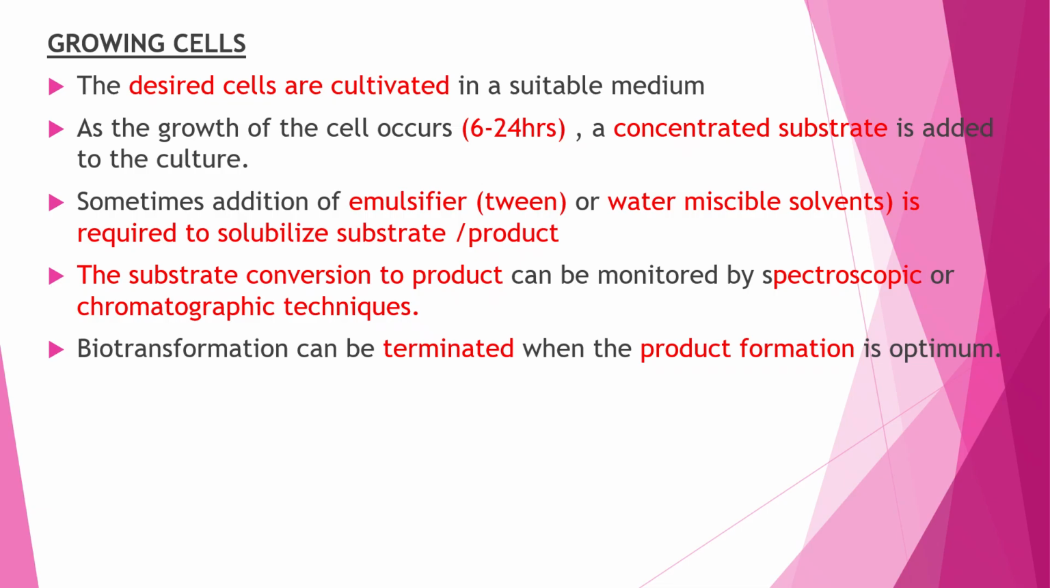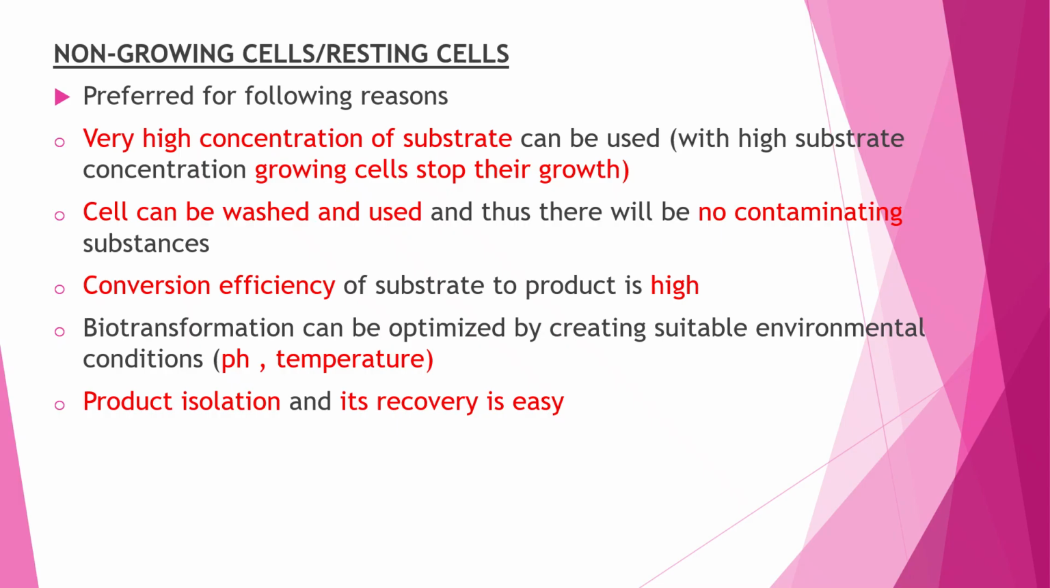Once the cell growth has occurred, a concentrated substrate is added. Sometimes we can add some emulsifiers such as Tween, or water-miscible solvents, and we give some incubation time. In that time, the substrate will be converted into the product, and this can be monitored by chromatographic or spectroscopic methods. Once the product formation is optimum, we can terminate the reaction. So this is the biotransformation reaction that takes place by using growing cells.